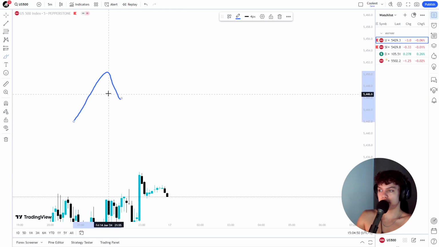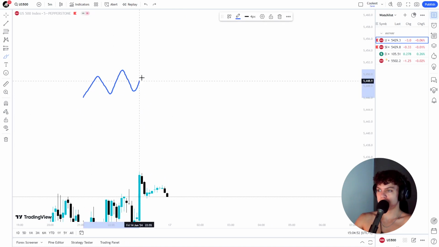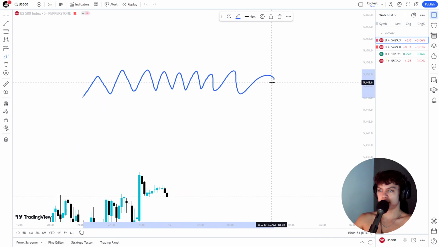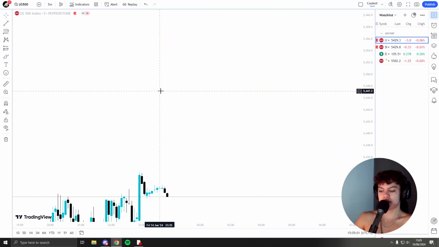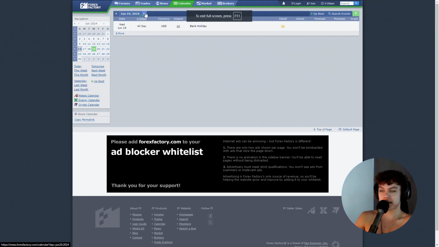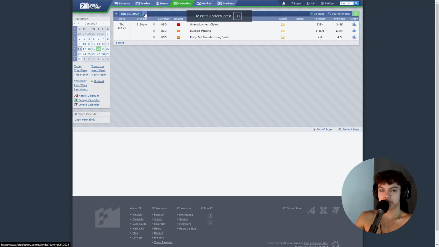It just consolidates like this. Little to no movement. Maybe there's a little bit of movement, but literally it just consolidates. And there's no way we're going to trade on that day. I've seen it many times. It just does some BS. So we're not going to trade on that day.